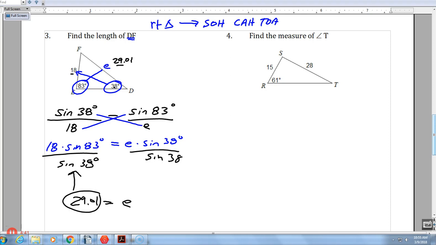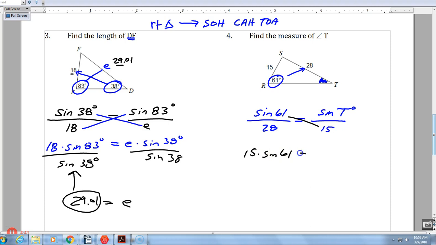All right, next one. I need to find the measure of angle T. So I'm looking for this right here. I got a 61 across from a 28. So that looks good. And then I got sine of big T across from 15. Little cross multiplying again. 15 sine 61 equals 28 sine I don't know. I want to get the sine I don't know by itself. So I'm going to divide both sides by that 28.